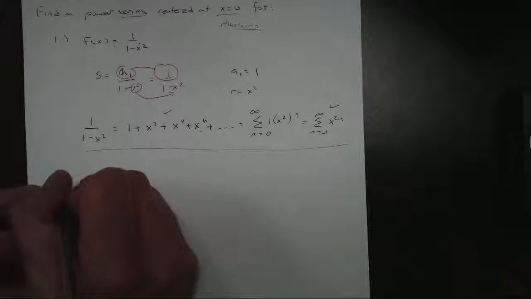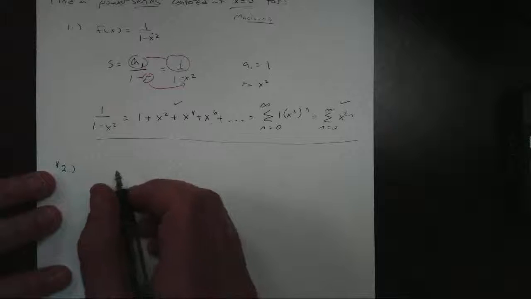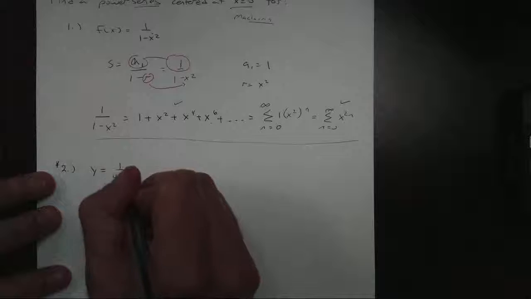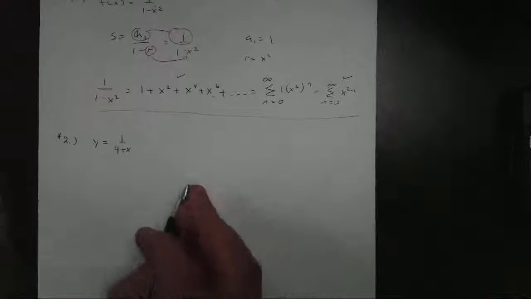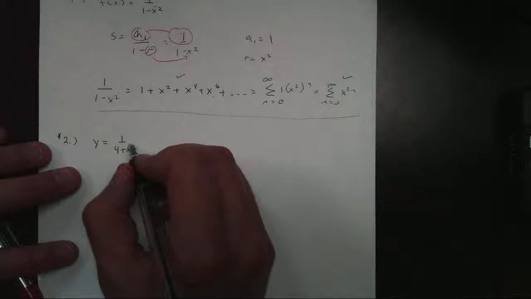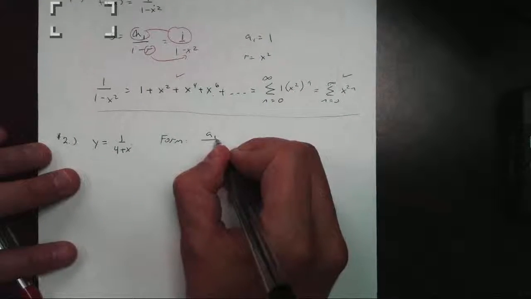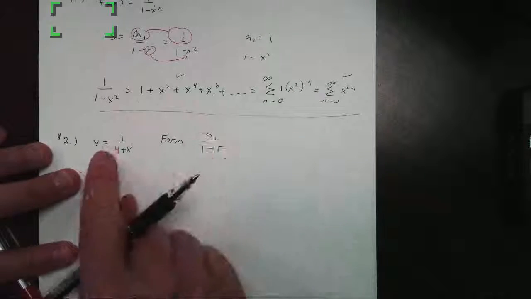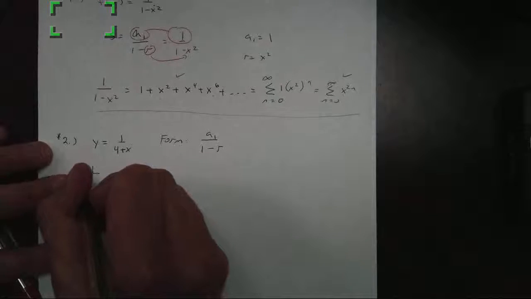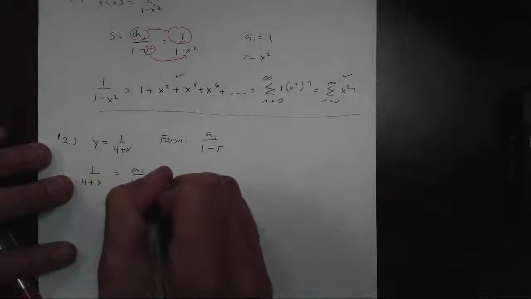Well, let's take a look at another one, a slightly harder one right here. For this one, we're given the function y equals 1 over 4 plus x. Now, since I'm given this, remember, I want to write this as a geometric series. In other words, I need the form, the first term over 1 minus r. It's not like that just yet, so I'm going to have to manipulate this. So what I like to do is write it this way: 1 over 4 plus x equals a sub 1 over 1 minus r.